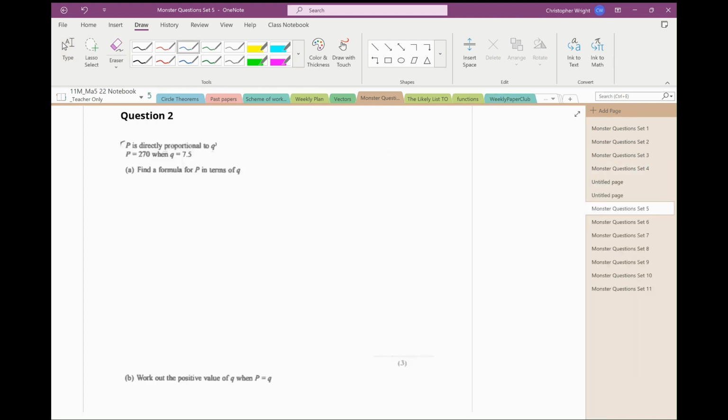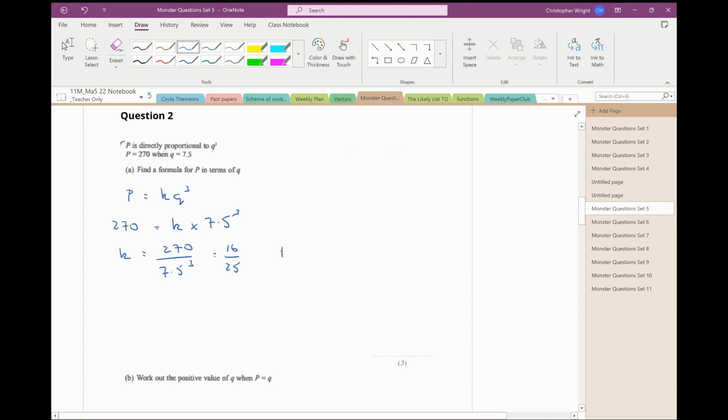Question 2. P is directly proportional to Q cubed. So I can write down that equation there. P is 270 when Q equals 7.5. So substituting in P and Q gives me that. So that would imply that K is 270 divided by 7.5 cubed, which gives me a K of 16/25.